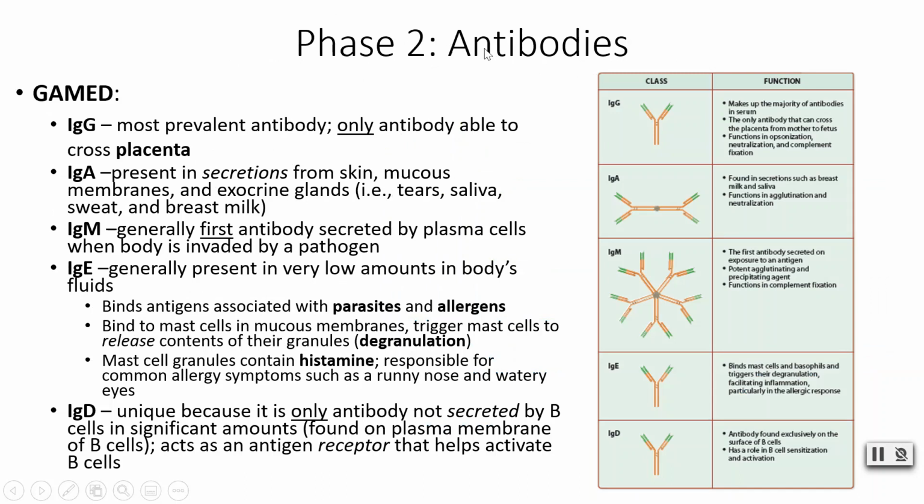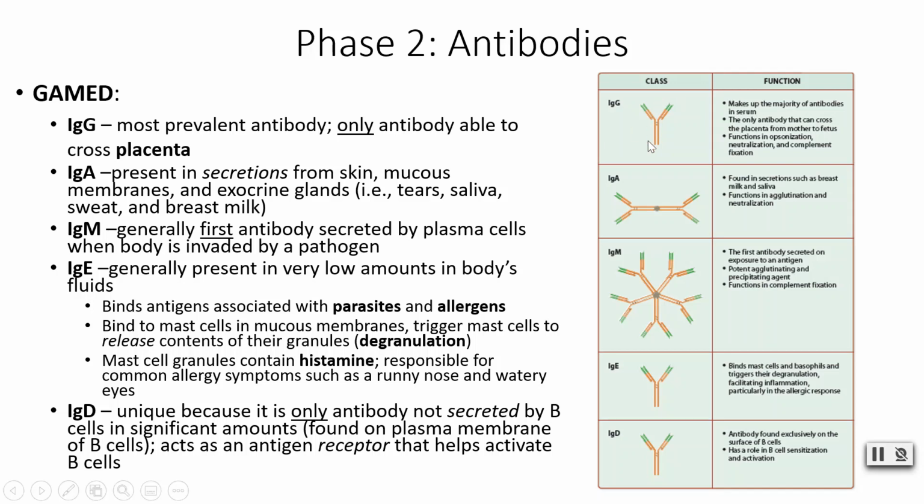Now, phase two was the antibodies themselves. So those plasma cells are secreting these antibodies, and we have 5 categories of antibodies. Okay, and if you need an acronym, remember GAMED. So IgG, remember immunoglobulins, gamma globulins. IgG is your most prevalent antibody, and it's the only one that's able to cross the placenta. Okay, so we can pass this from mother to fetus.